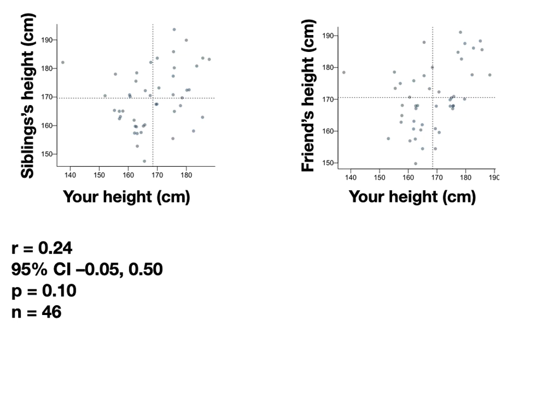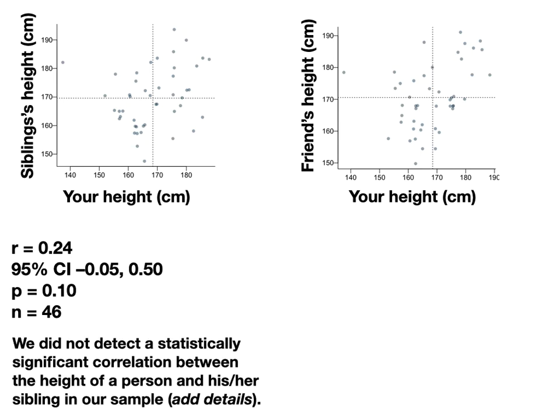Okay, and so we can run the correlation analysis on the sibling and student heights, and we get an R of 0.24. So that's a positive correlation. It's fairly weak. In fact, it's not statistically significant. We can get a 95% confidence interval on R, and we can get the p-value and our sample size below. And so we might conclude we did not detect a statistically significant correlation between the height of a person and his or her siblings in our sample. And then we can report all those quantitative details.